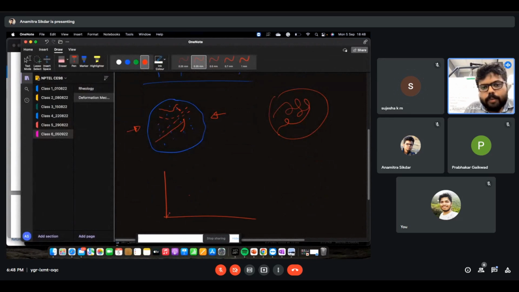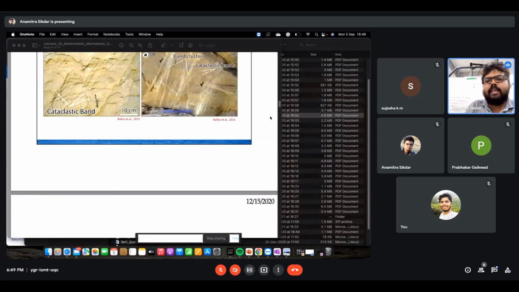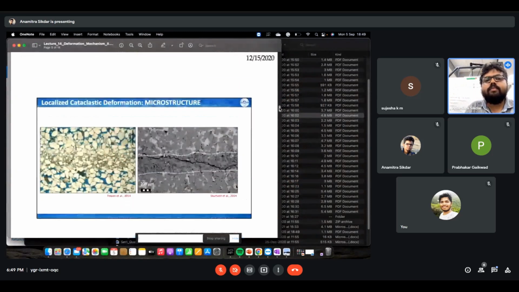If the rock is showing a behavior like that, after the yield point it just drops. So this is stress and this is strain. After attaining the peak stress, it will just drop. We call this behavior brittle behavior, right? If brittle behavior happens, fractures and grain crushing take place. In that case, cataclasites are formed.